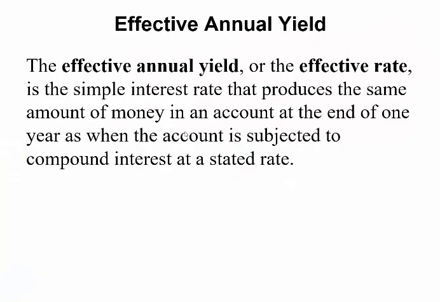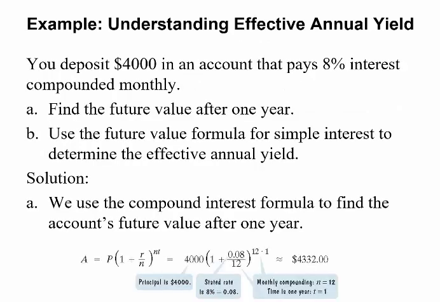All right, our last topic. The effective annual yield, or the effective rate, is just what we call the simple interest rate that produces the same amount of money in the account at the end of 1 year as when the account is subjected to compound interest at a standard rate. All right, so let me give you an example of this.